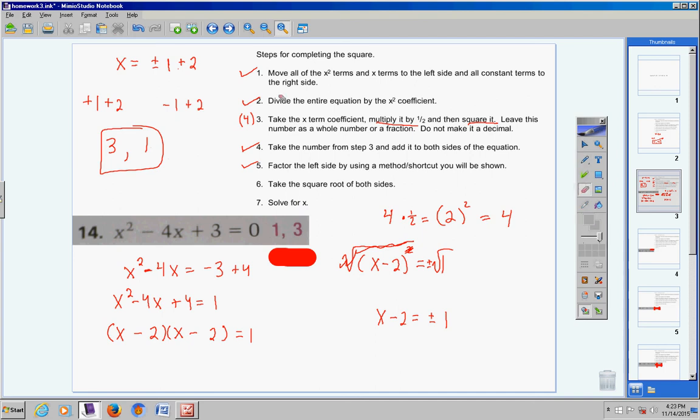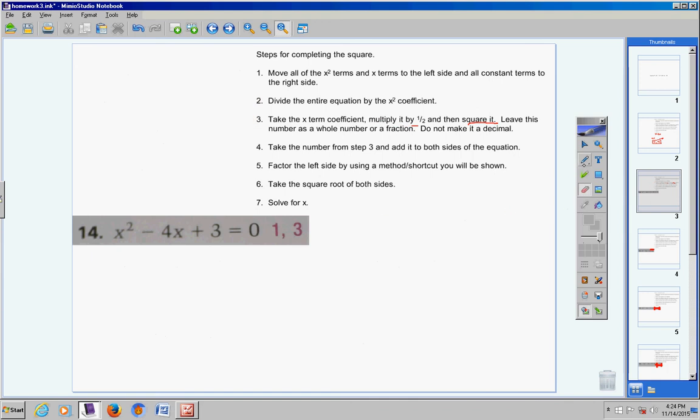So am I telling you that if you substitute these 2 numbers in right here, your 2 answers, you would get out a true statement? Sure.